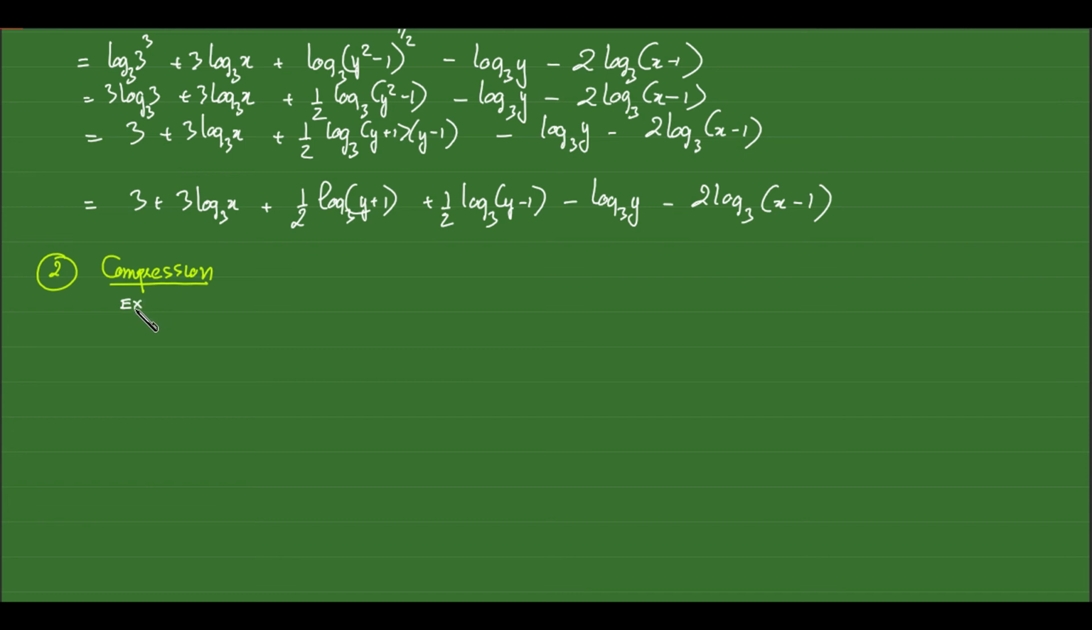Example number 1. Write the expression as a single logarithm. Now I have something like this. I have log base 2 of 560 minus log base 2 of 7 minus log base 2 of 5.